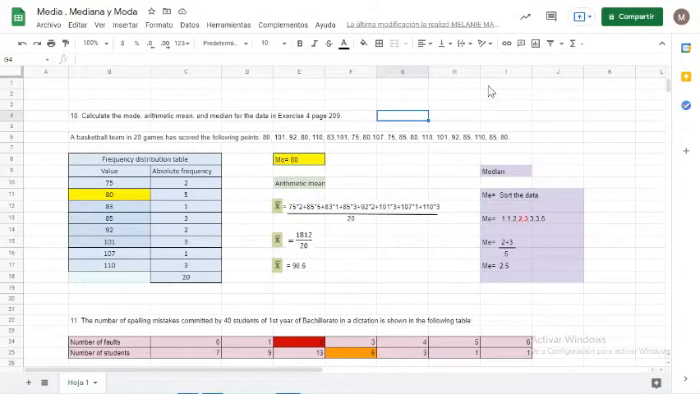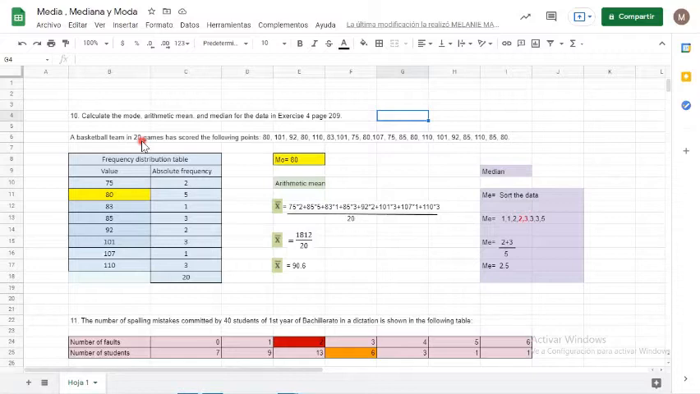Ladies and gentlemen, we are going to present the third-part position measures exercise employing ICTs. In exercise 10, calculate the mode, arithmetic mean, and median for the data in exercise 4, page 209.